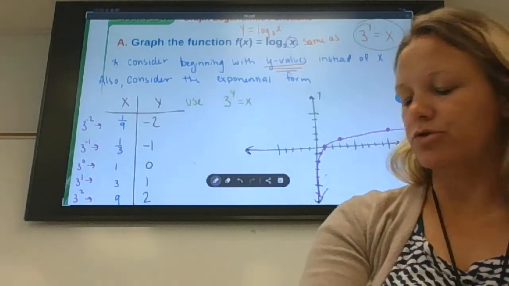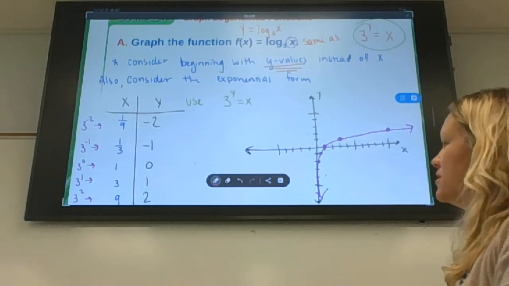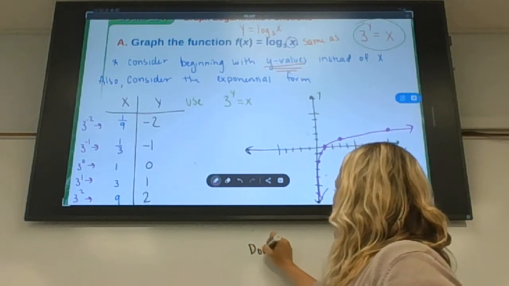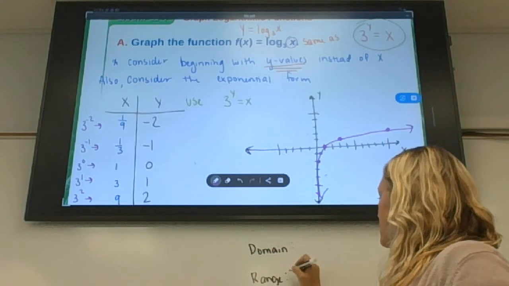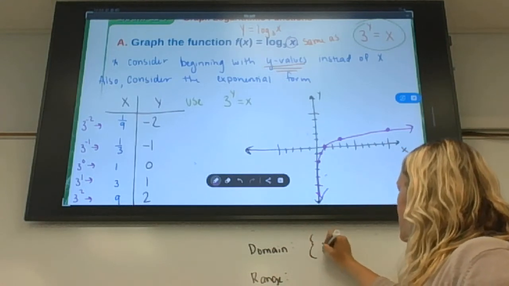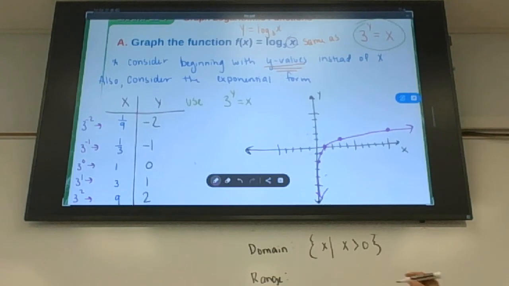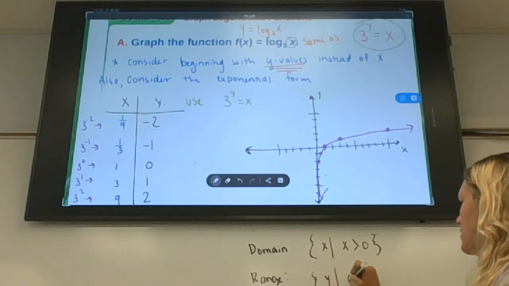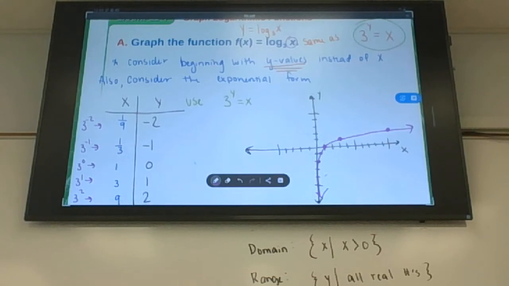So domain and range. X will always be greater than 0. But the y value will be all real numbers. So the domain and range from the exponential graph switched because all the x's and y's perfectly switched.